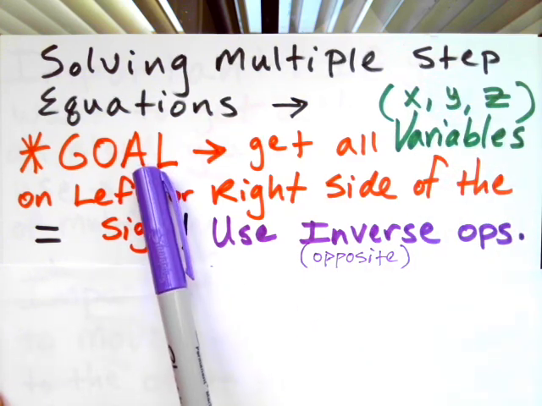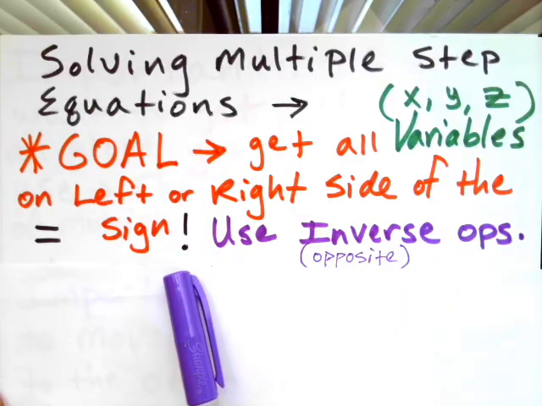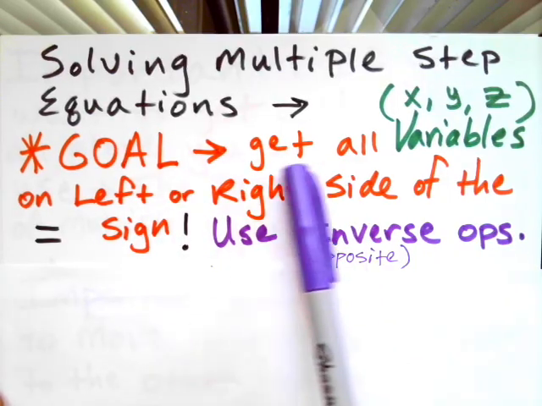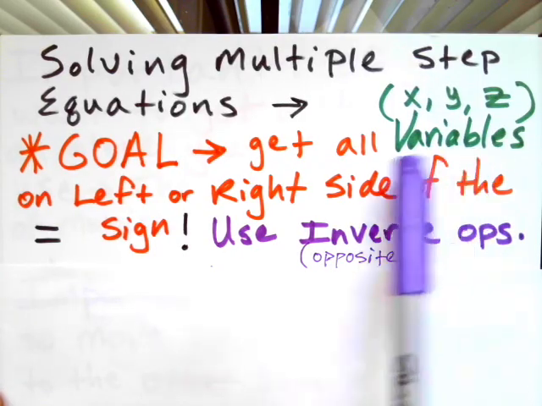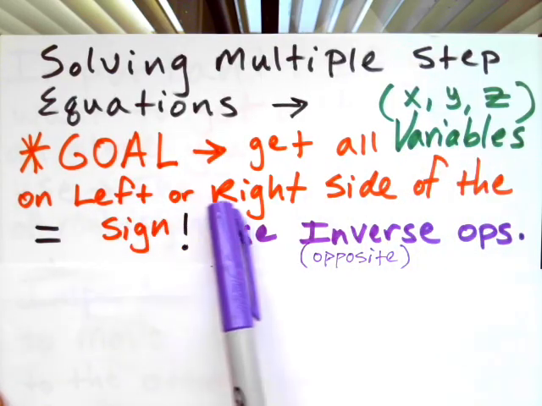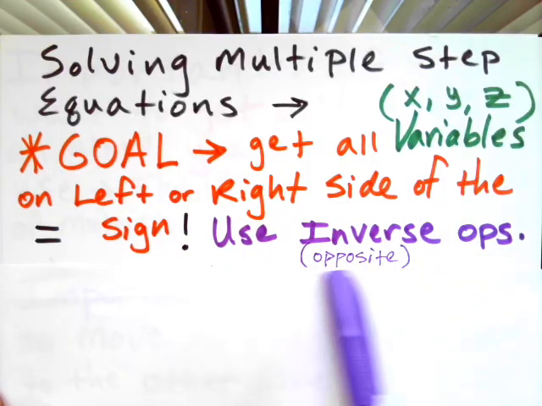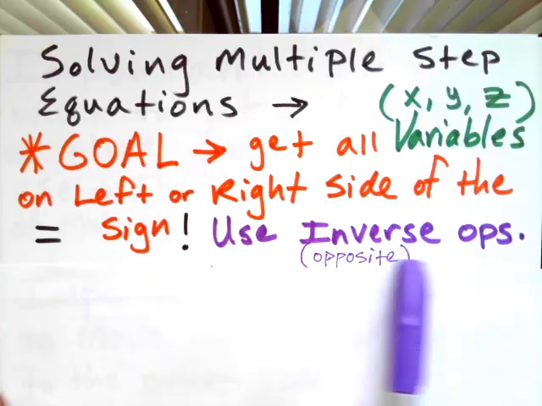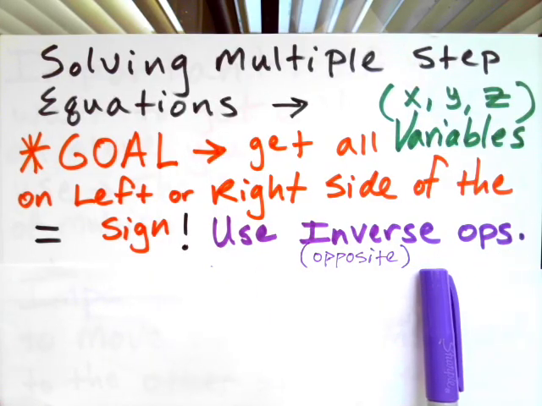And one of the first steps that you want to take in solving multiple step equations is to get all of the same variables on one side, that's the left side, or the right side of the equal sign. How are we going to do that? We're going to do that using inverse operations. And that's all I'm going to be showing you here on this first page is inverse operations.